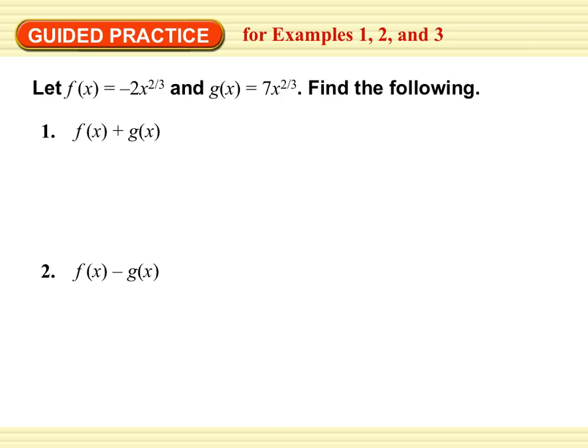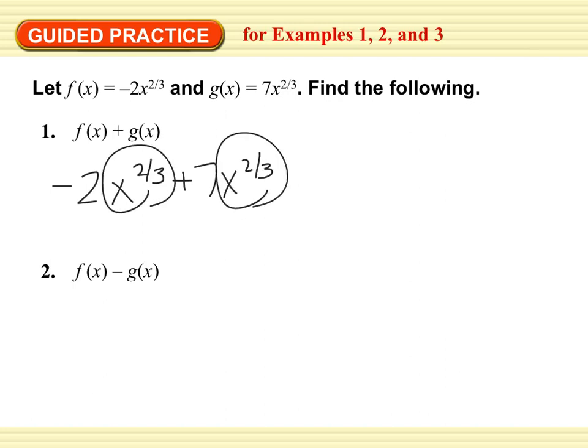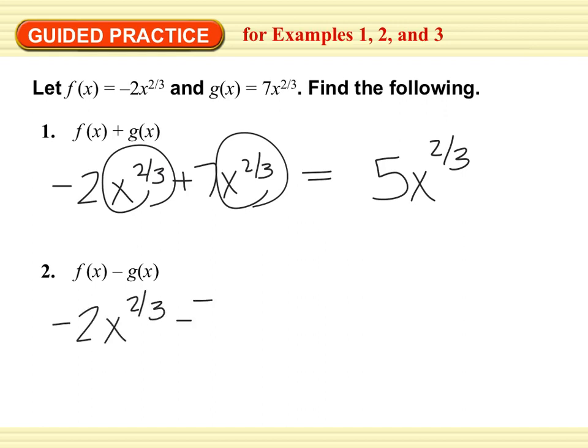All right, let's practice a few. So our guided practice. I have two new functions. I'm going to add them. Okay, I have the same variable and exponent, so I just add the coefficients, and I get 5x to the 2/3. Subtraction, minus, collect like terms, I actually get negative 9x to the 2/3.